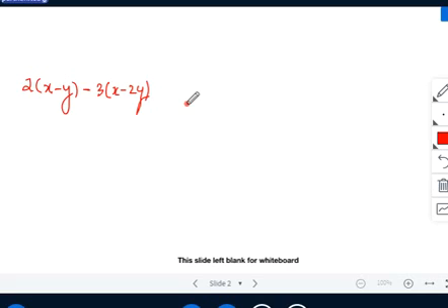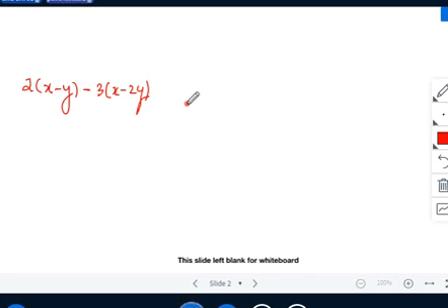Okay, so 2x minus 2y minus 3x minus 6y, and then it will be 2x minus 3x minus 2y minus 6y, and then it will be minus 1x minus 8y.